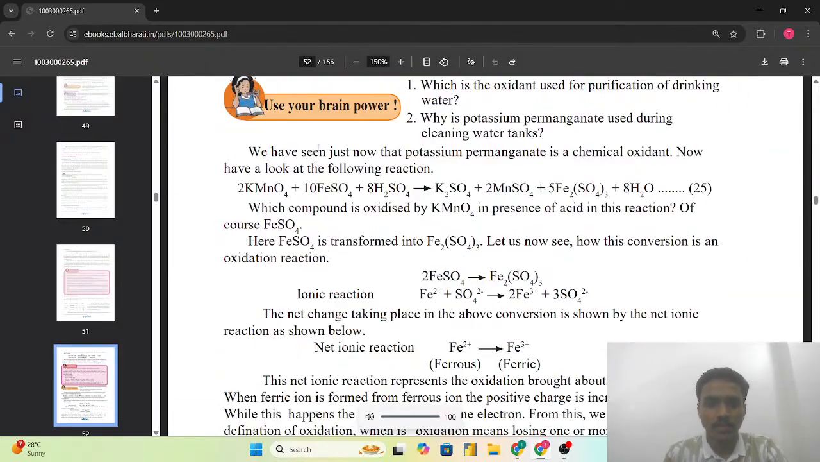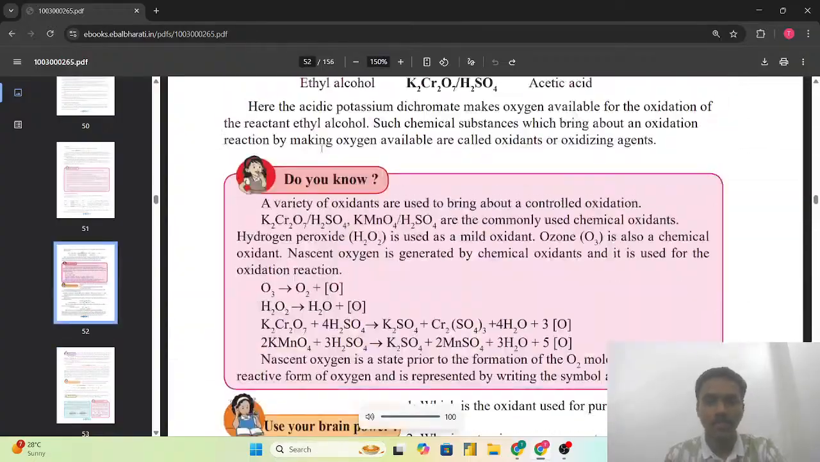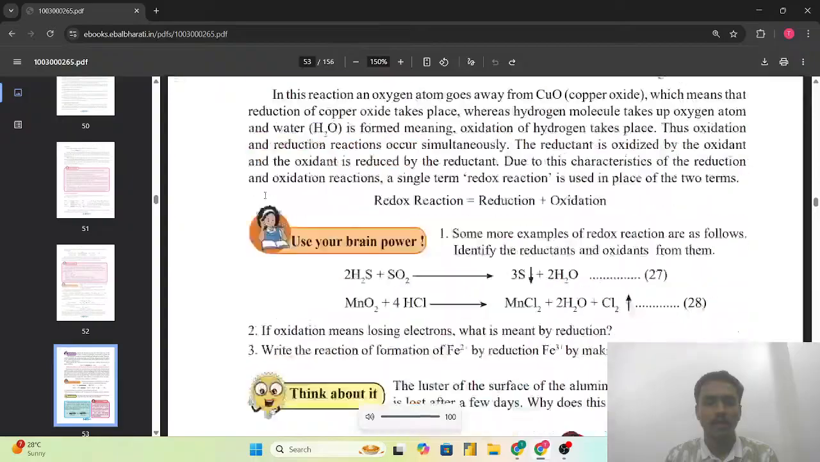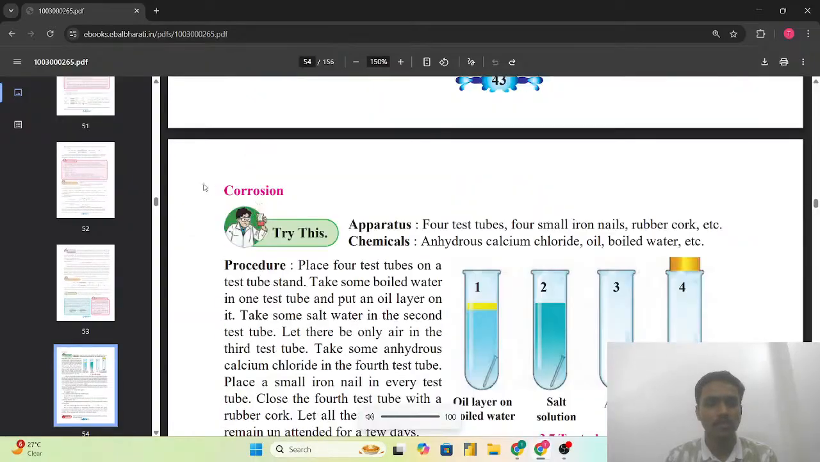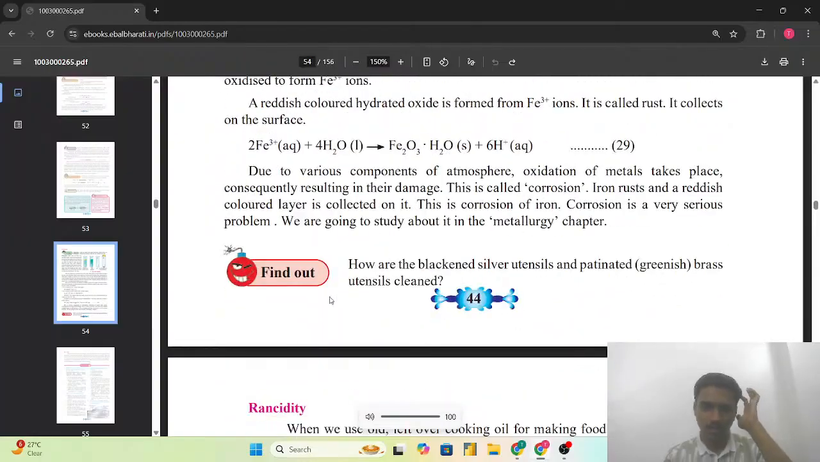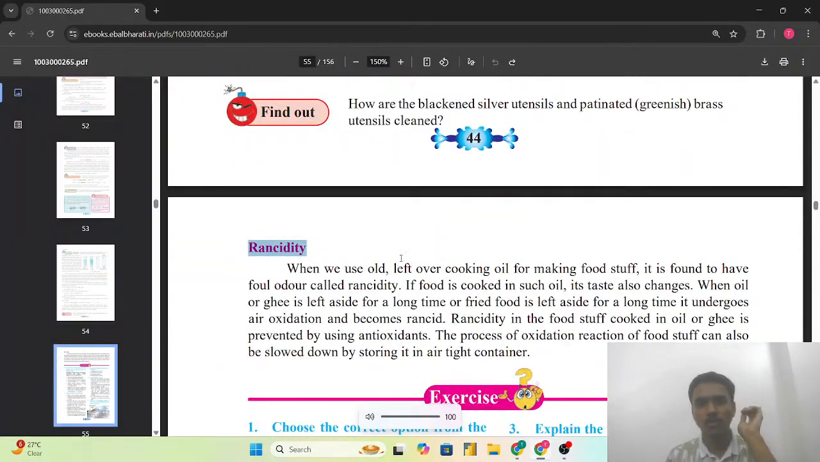So next we have the oxidation reduction reaction, which we will be seeing in the next part. And we have one final concept, the concept of corrosion, that we will be seeing. And also one important concept, rancidity.